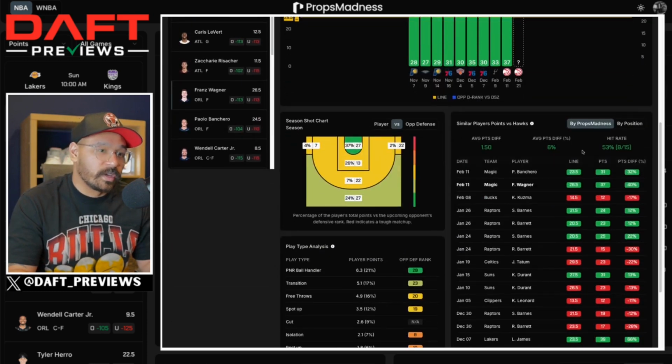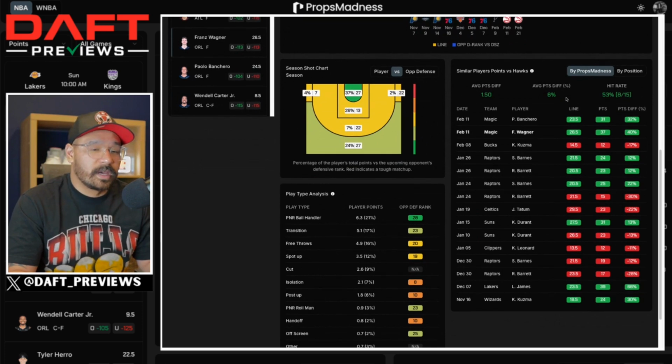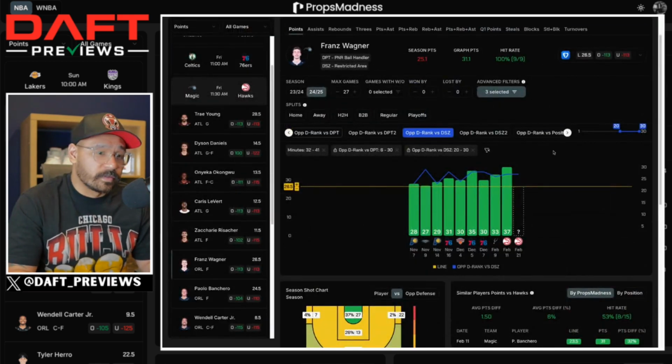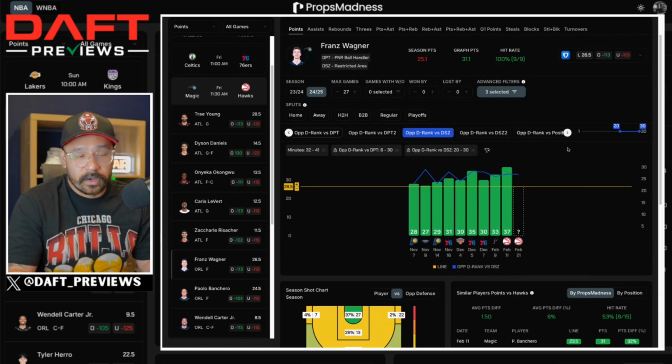We also have this, similar types of players versus the Hawks. And we can see here 8 out of 15 similar types of players, in terms of their scoring profiles and what they do, went over their points prop against the Hawks. That's a positive indication for us. In this, we can also see that Franz played the Atlanta Hawks a week ago, and in that game, he played 38 minutes, well within the range that we expect. He scored 37 points, 15 out of 29, so some really high volume.